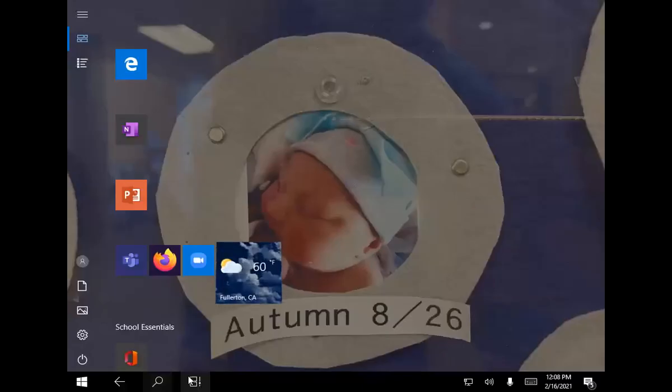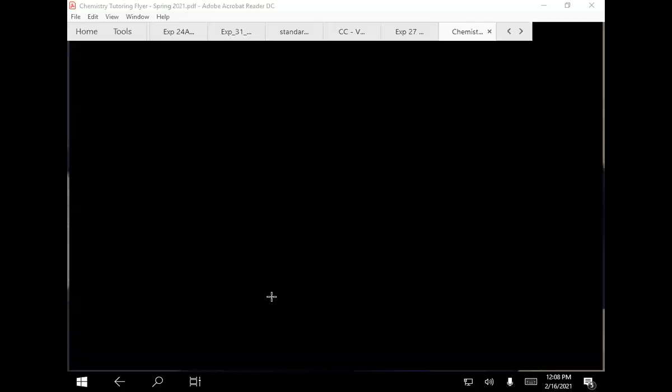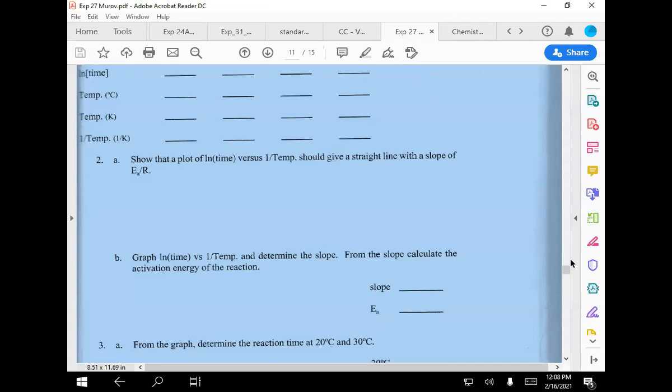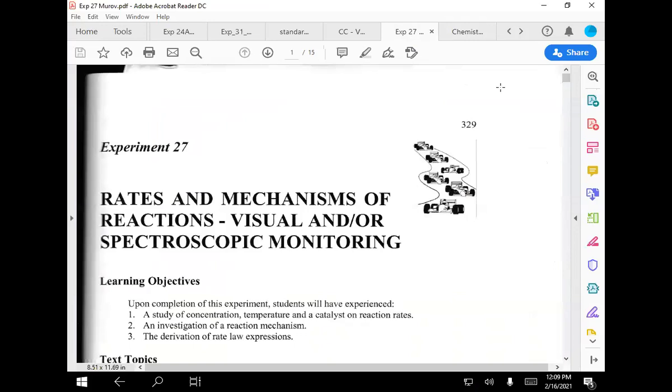But what we want to do right now is look at this week. So what are we doing for the laboratory this week? So let me find the experiment. Okay, so this is your same experiment. Thankfully, we are just doing the second part of it. We already did the visual. That was last week. So this time, we're doing the spectroscopic monitoring, and we would use the spectrophotometer.